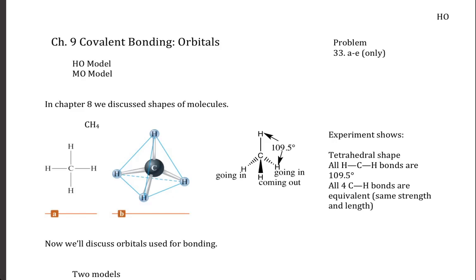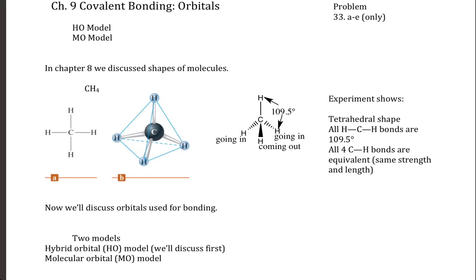Chapter 9, Covalent Bonding Orbitals. In this chapter, we will talk about two topics, quite a bit about each topic. The topics are the HO model and the MO model. That stands for Hybrid Orbital Model and Molecular Orbital Model.